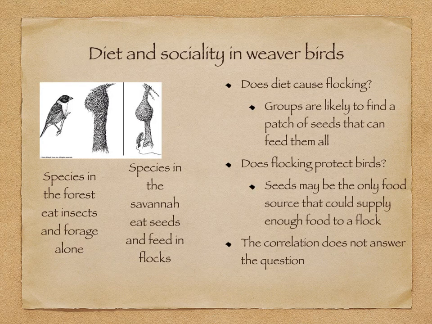So in this case, we have weaver birds who make these crazy nests, and there are species in the forest that eat insects and forage alone, and there are species in the savanna that eat seeds and feed in flocks. So the question is, does diet cause the flocking, or does flocking protect birds? And the correlation won't answer that question. We would have to go and manipulate that in order to figure out which of those might have come first.